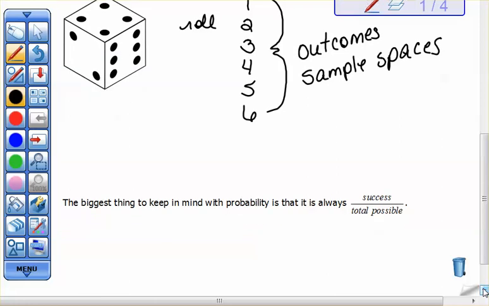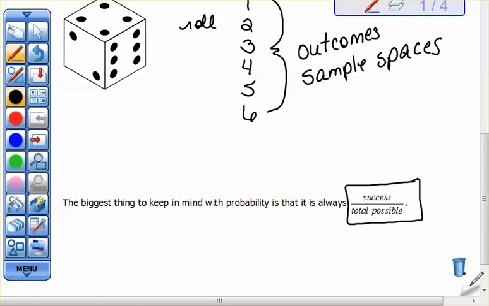The biggest thing that I want you guys to keep in mind when we're talking about probability is this: the core basic of all probability is success over total possible. We're going to talk about that, and we're going to do some experiments and examples in just a little bit also.